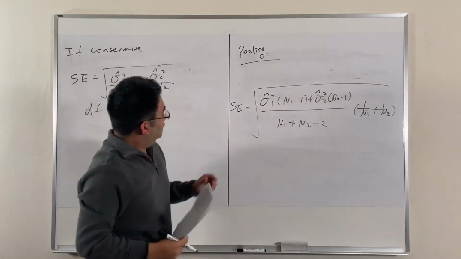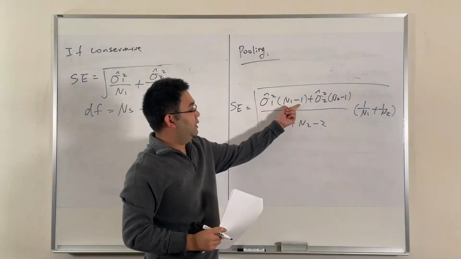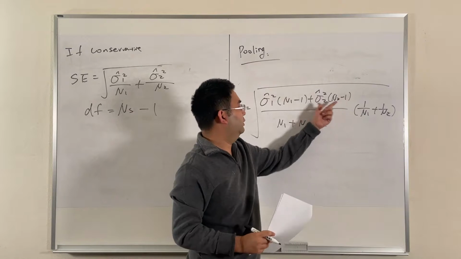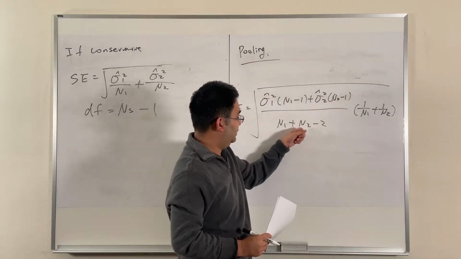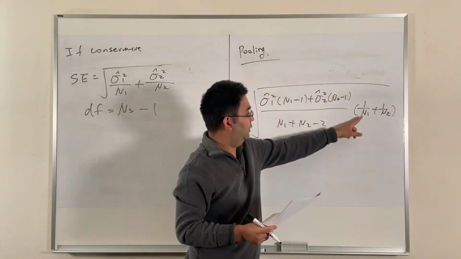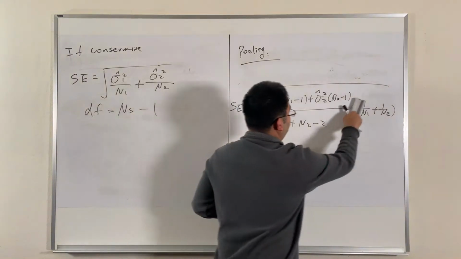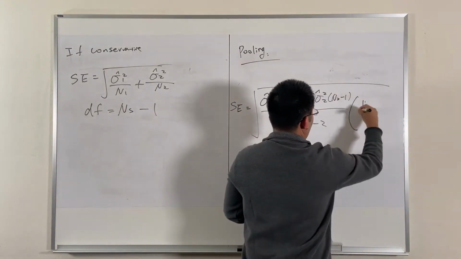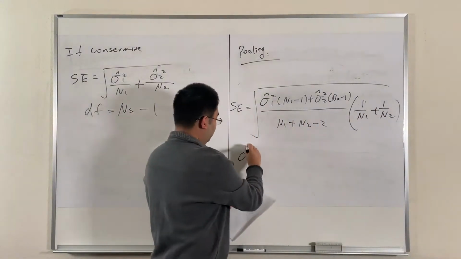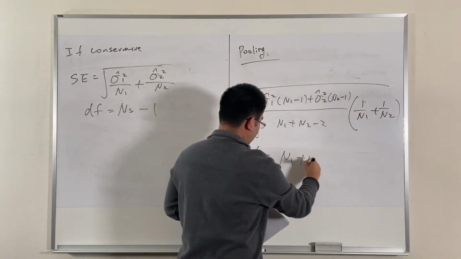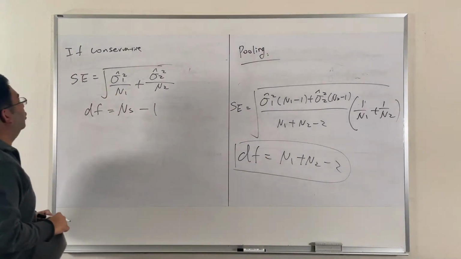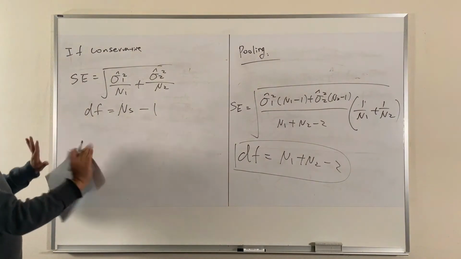So it's the first sample variance times the sample size minus 1, plus the second sample variance times the second sample size minus 1, divided by the degrees of freedom, which is n1 plus n2 minus 2. And this whole part is going to be multiplied by 1 over n1 plus 1 over n2. Let me write this bigger. And the degrees of freedom, since we're doing pooling, is equal to n1 plus n2 minus 2. And that's how you calculate your standard error based on which case you're in.